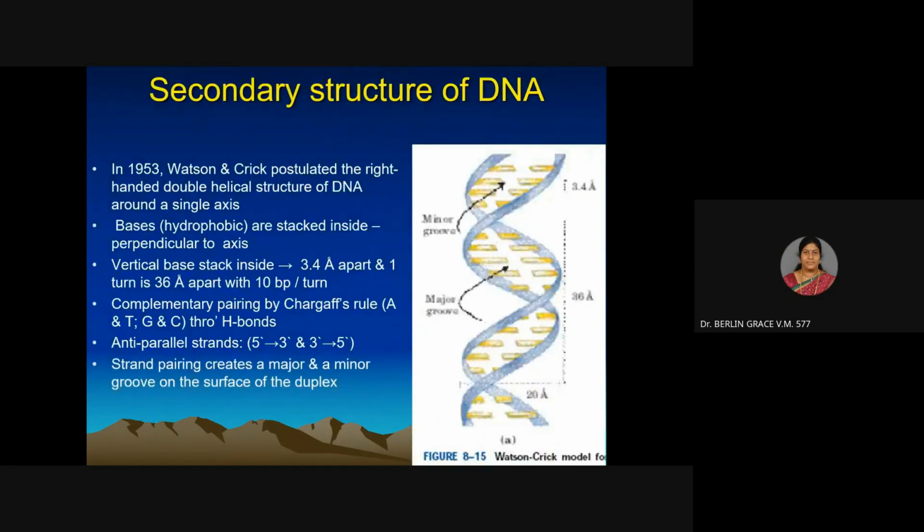And when a DNA single strand joins with another strand, it forms a double helical structure. Following the Watson and Crick model and Chargaff's rule, it forms base pairing. There are 10 bases per turn, and it forms a minor groove and a major groove. The minor groove is a very shallow groove, and the major groove is a deep groove. The minor groove is the place where histone proteins bind. The major groove is the place where all the regulatory proteins bind.